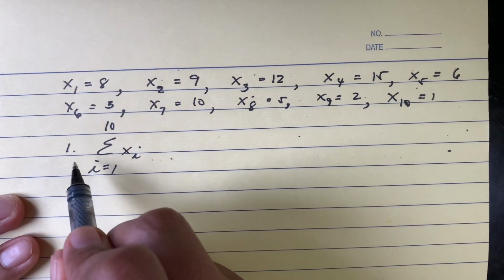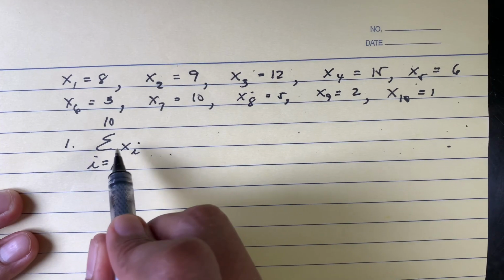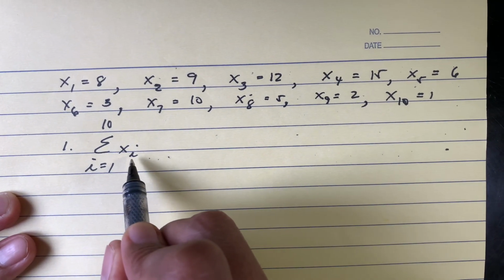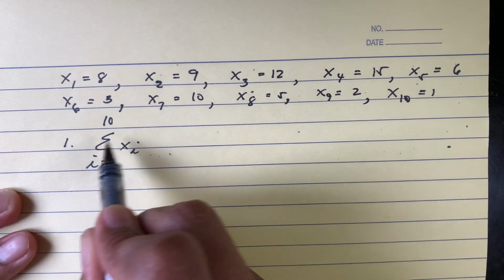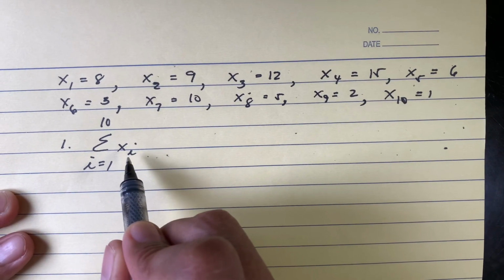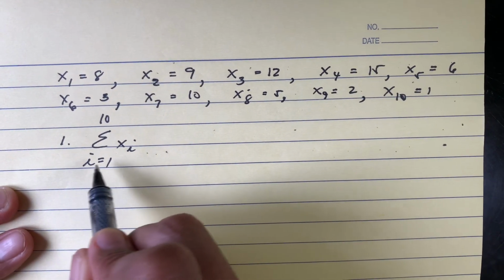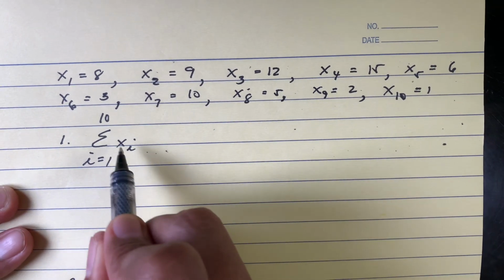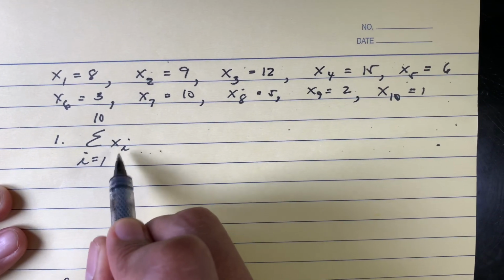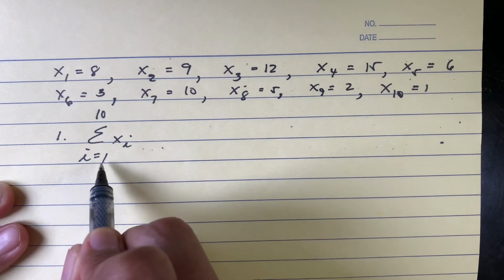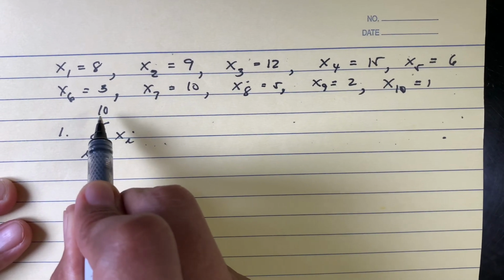Let's simplify or evaluate the first summation notation. We have the summation of x sub i, with a subscript, as i goes from 1 to 10. That means we have here x sub 1. Your lower limit is 1, then your upper limit is equal to 10.